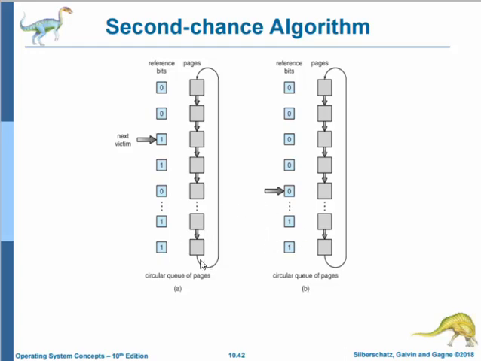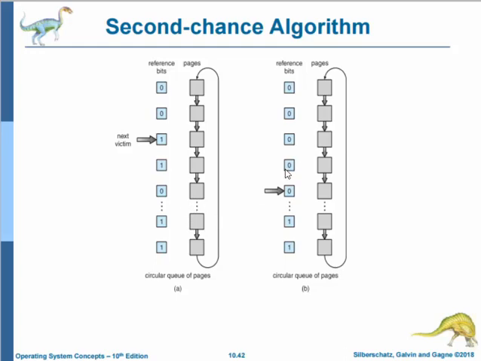One way to implement the second chance algorithm, sometimes referred to as the clock algorithm, is through a circular queue, as you can see from the illustration. A pointer, that is a hand on the clock, indicates which page is to be replaced next. So when a frame is needed, the pointer advances until it finds a page with a 0 reference bit. As it advances, it clears the reference bits. In this figure, you can see once a victim page is found, the page is replaced and the new page is inserted in the circular queue in that position.